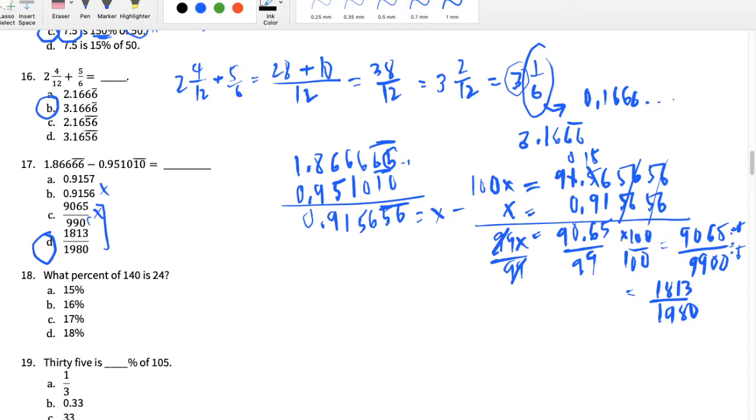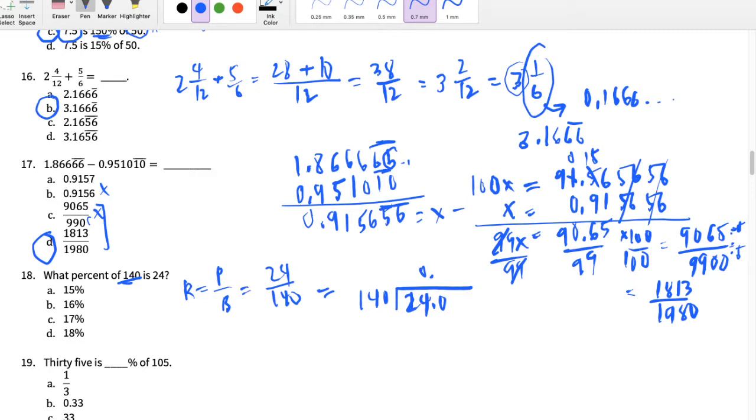Okay, number 18. What percent of 140 is 24? So, we are looking for the rate, which is percentage over base. The base is the number after "of". So, 140, 24. Okay? If you divide this, the answer should be, okay, we might have a decimal. So, let's solve it here. 24 divided by 140. Let's add 0. So, you have a decimal there.